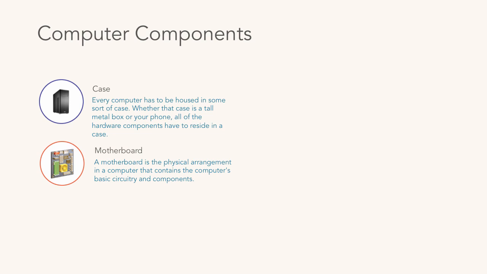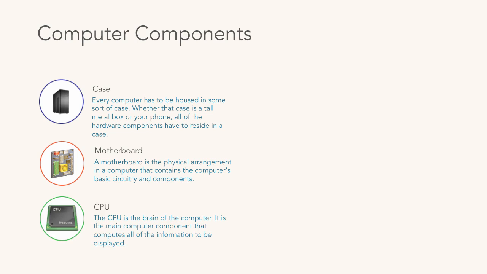Next, we got the motherboard. The motherboard is kind of like the heart. It's the plumbing. It's what everything plugs into. All the cabling and wiring goes plugged into the motherboard. So it's basically a physical arrangement in a computer that contains the basic circuitry and components. Also, often motherboards have heat sinks or fans on them. So they're specifically designed to help with that whole heat problem, which is generally an issue when doing computer design.